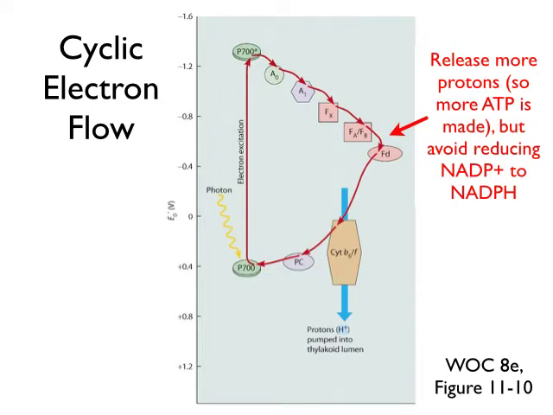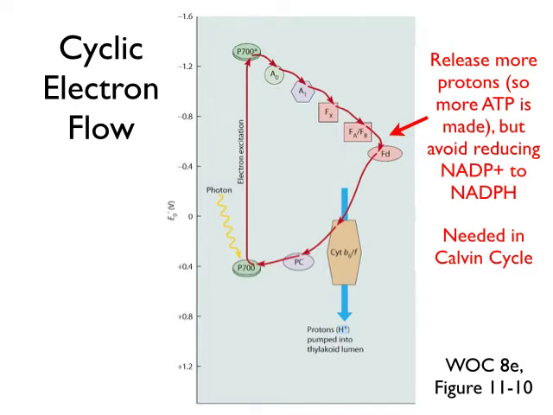So depending on the needs related to the Calvin cycle, they can do this process. And you'll remember that both of these are needed for the Calvin cycle, and so this is a nice adaptation to optimize the reactions of the Calvin cycle.